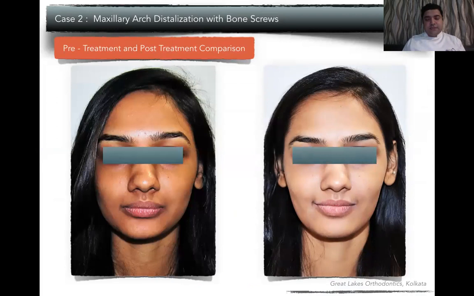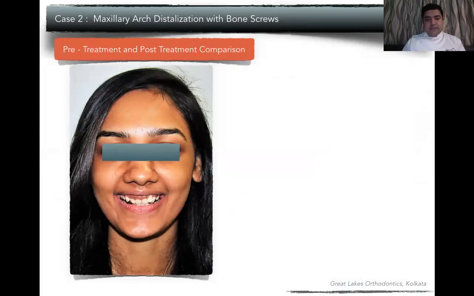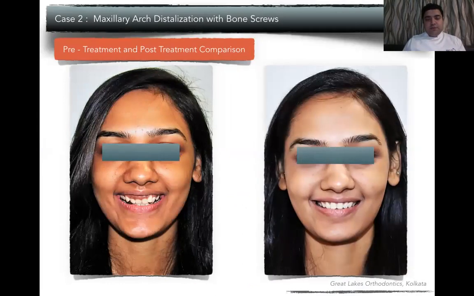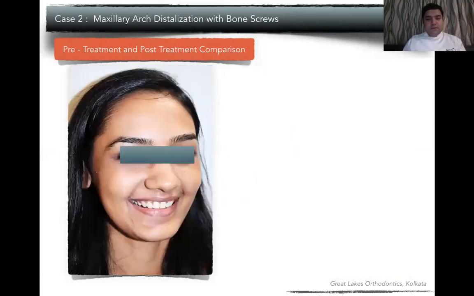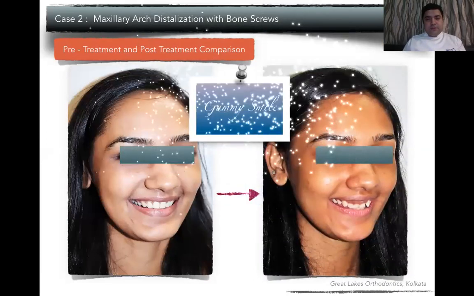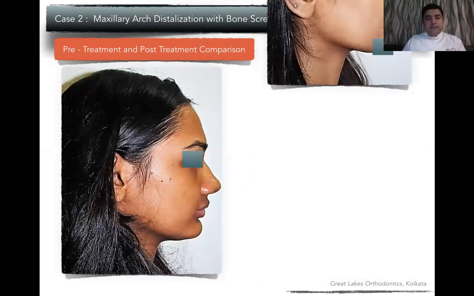The comparison shows that she has a very balanced face. Note that the chin deviation has been corrected. Her smile is definitely improved. It's a great improvement to the smile. The gumminess is gone. The crowding has been taken care of. She's really happy at the end of the day. So that's the smile post-treatment. We have taken care of the gummy smile purely by the mechanics. No procedures like gingivectomy or other things were done in this case. So that's the profile at the end of the day.